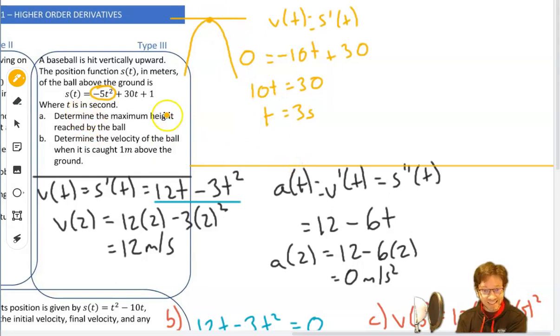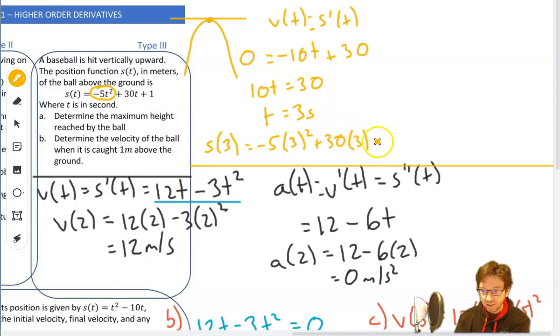But it says, what is that maximum height? Well, I'm just going to plug in 3 into the position to figure out what that value is at time 3. So that's going to be minus 5 times 3 squared plus 30 times 3 plus 1, which is 46 meters.